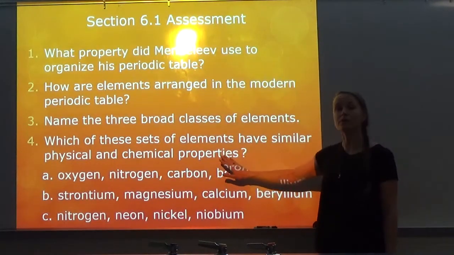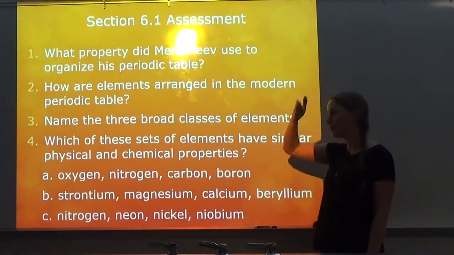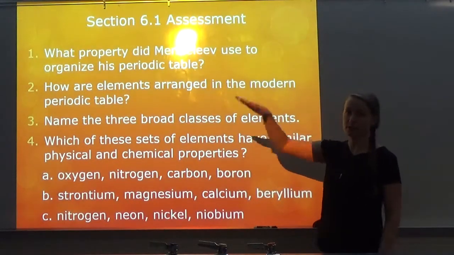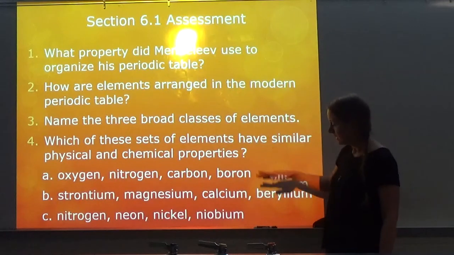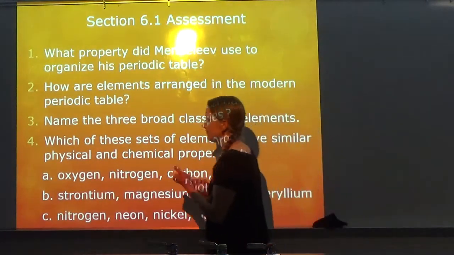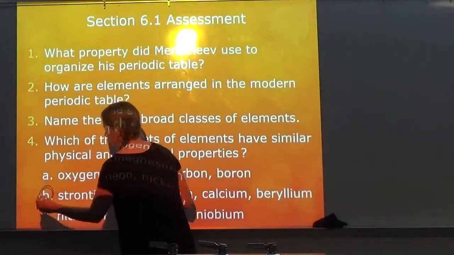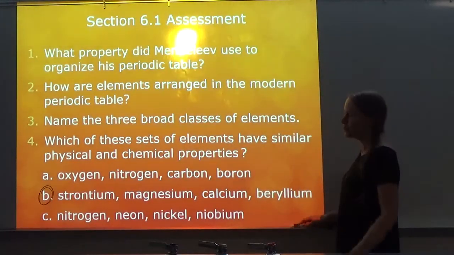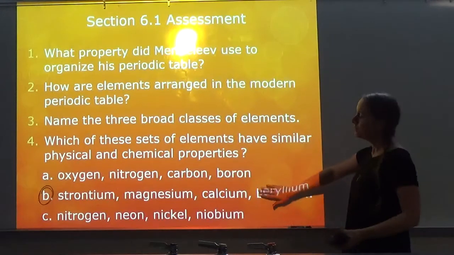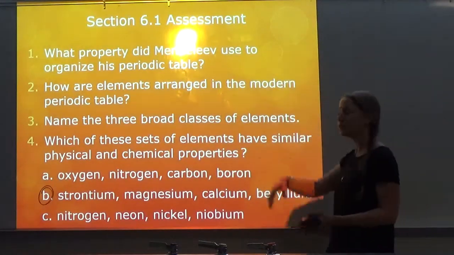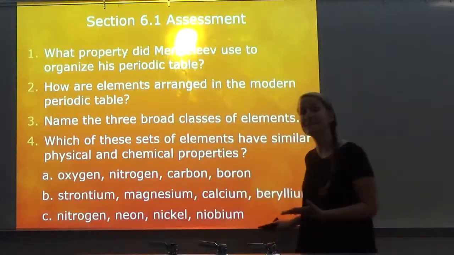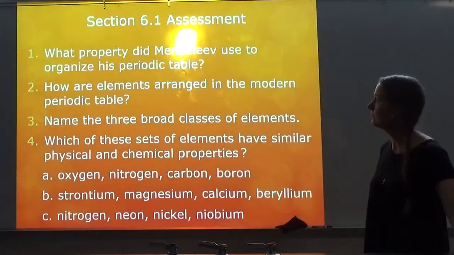Number 4, which of these sets of elements have similar physical and chemical properties? So remember, when you're looking for similar properties, you want the same group or column. These are in the same period, so they would not have similar properties. These are in the same group, so they would. And then C, they just gave you a bunch of elements that start with N. That doesn't determine the properties at all. So it would be B because they're all in the same group on the periodic table. Like I said, similar properties are always in the same group.